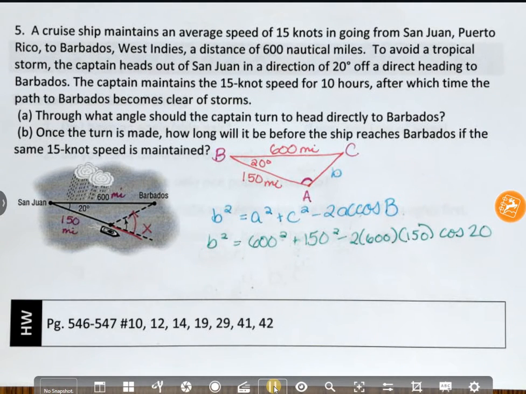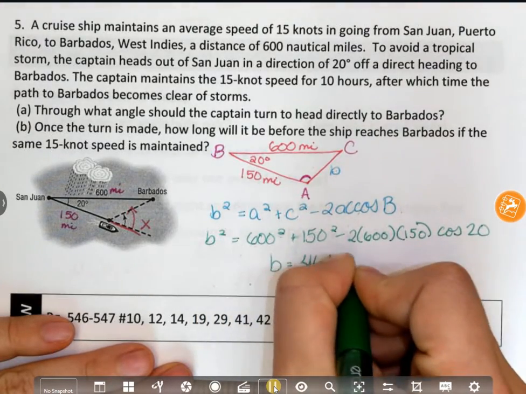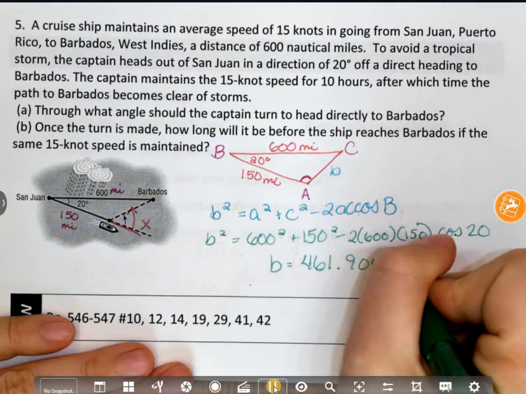So be careful. I have a tendency to make that type of a mistake. I'm going to say, hey, the first thing it says is find the angle. So that's what I'm going to do first. You can't always do that. So what did you get for that missing side? And that's going to be in miles.